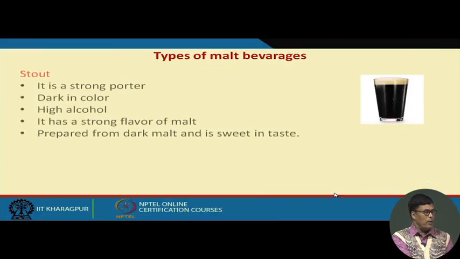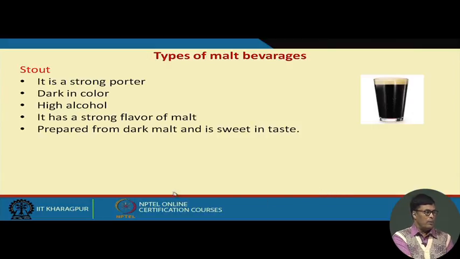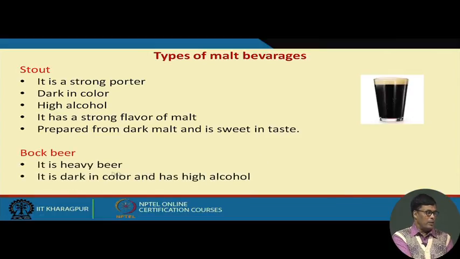Now among malt beverages, we have another. So we have the malt beverage stout. It is much stronger than porter. We have seen the porter is quite dark. Stout is even darker than that, dark in color, with high alcohol. It has a strong flavor of malt, is prepared from dark malt, and is sweet in taste. This is called stout, and this is rock beer. It is a very heavy beer. It is dark in color and high in alcohol.